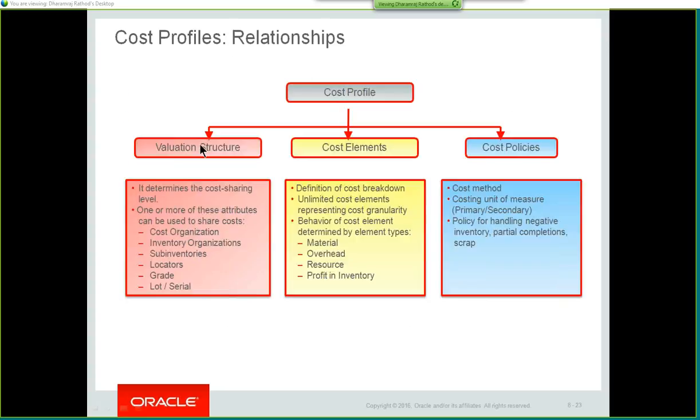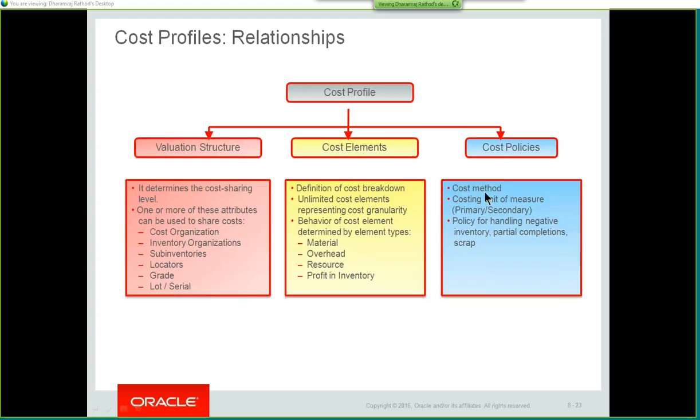So this is the association of your cost profile. Cost profile will have your valuation structure. It will be like cost organization, inventory organization, sub-inventory, lot, grade, and serial. You'll have your cost elements. These are the cost element types. You can create your own cost element and then keep track of it. But the trade-off decision, as I mentioned, is to try and minimize your cost elements so that you'll have fewer debits and credits. Otherwise, you may have multiple debits and credits whenever you go look at the distribution.